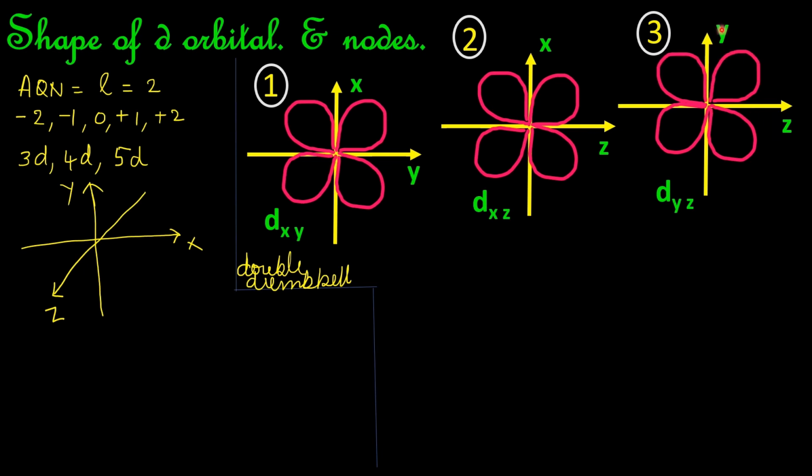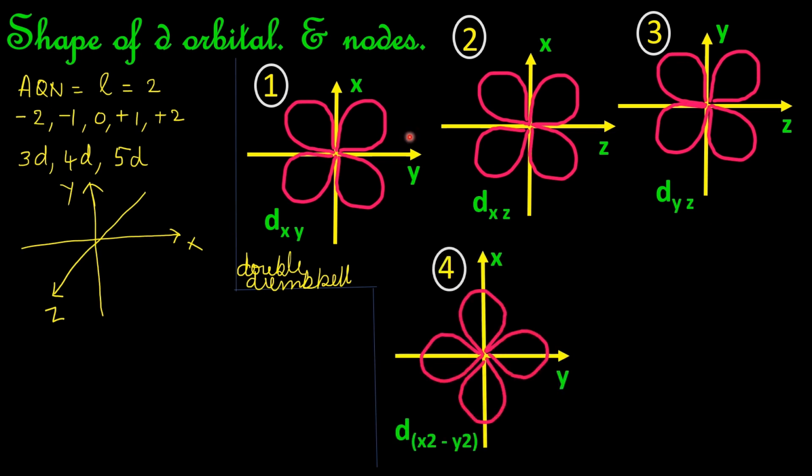Here, y and z axis are considered. The four lobes of this orbital, which forms the double dumbbell, is oriented in the yz plane. So this orbital is called dyz orbital. These three orbitals are similar. The difference is only with reference to its orientation. It has the shape of a clover leaf. All the three are double dumbbell shaped.